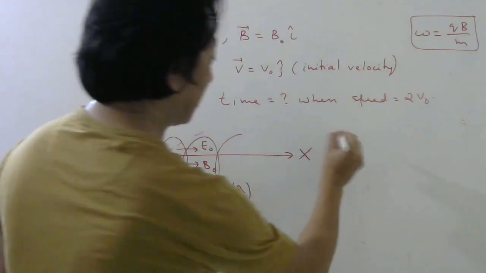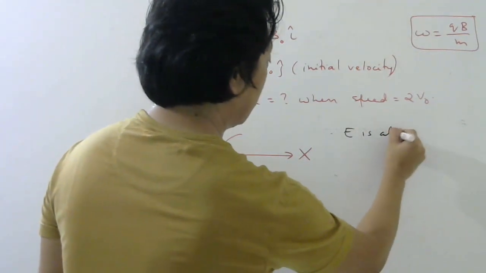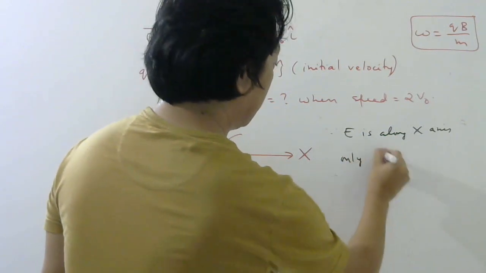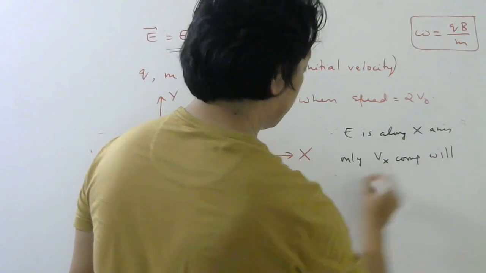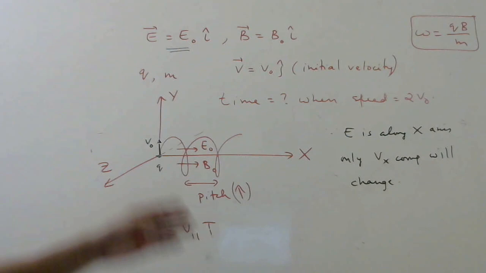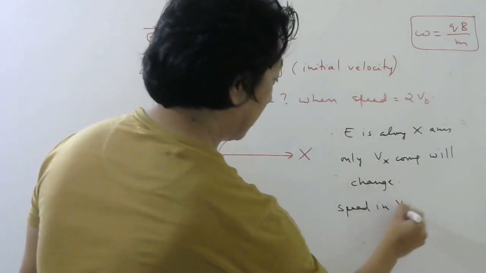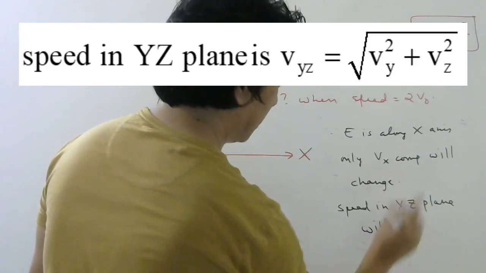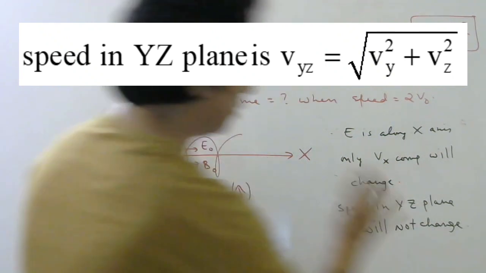So mention that, a very nice, very important concept. Since the electric field is along the x-axis, only the Vx component will change, whereas your speed in the yz plane will not change. So keep this in your mind.